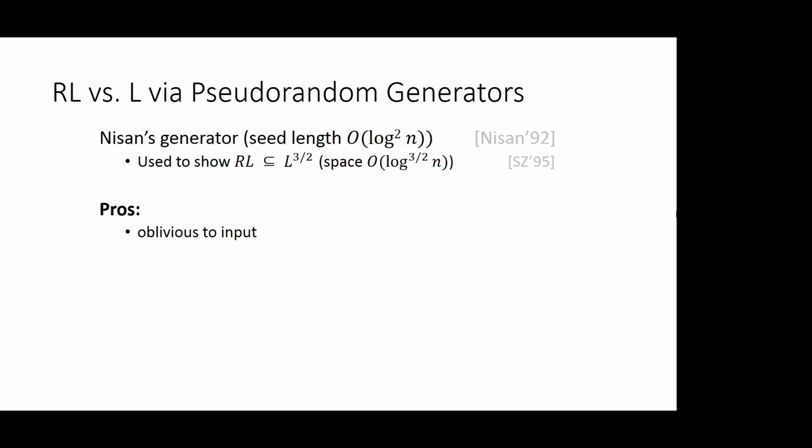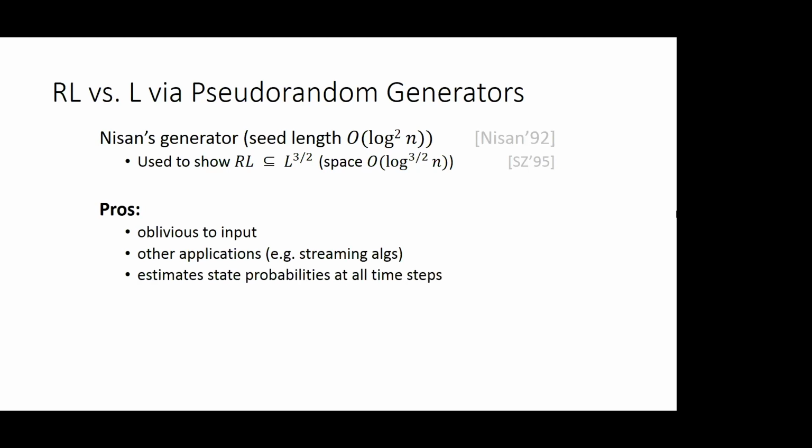And so the pros of this pseudo-random number generator approach are that it's oblivious to the input. We just need to define the pseudo-random number generator. It doesn't actually care about what the input to the algorithm is. It just generates pseudo-random bits, which is mathematically elegant, at least. Pseudo-random number generators also have other applications outside of RL versus L, for example in the streaming setting.